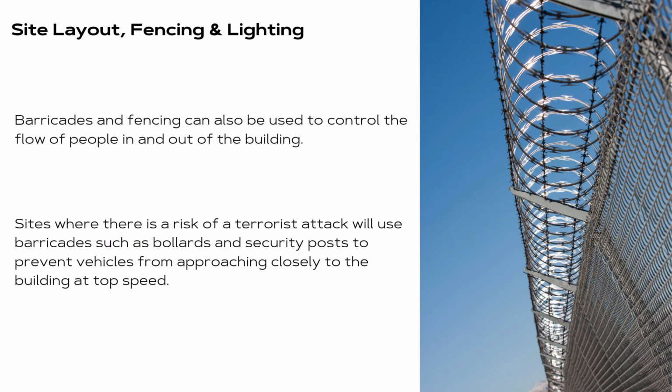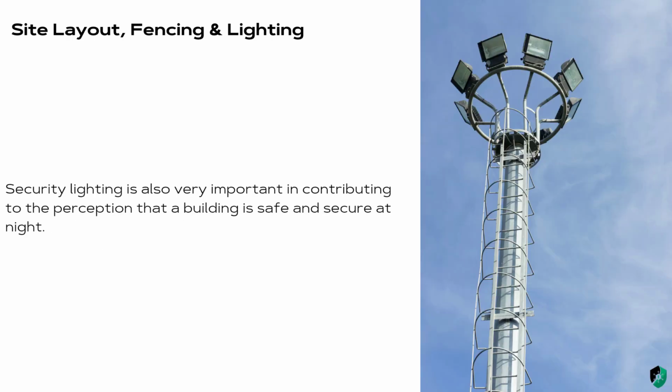And then, of course, we can use barricades and fencing to control the flow of people in and out of a building. And then sites where there is a risk of a terrorist attack, they will use barricades such as bollards, I'm sure you've seen those before, and security posts to prevent vehicles from approaching closely to the building at top speed. And of course, security lighting is also very important in contributing to the perception that a building is safe and secure during the night.